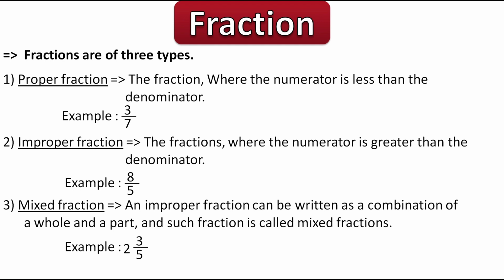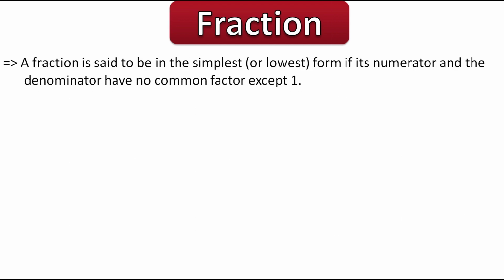Okay, now we will move to the next important point. A fraction is said to be in the simplest or lowest form if its numerator and the denominator have no common factor except 1. Okay, you all know what a common factor is, as well as how to find factors. If you don't know, you can go to my channel, you will find the video on that. It's very easy to find factors.